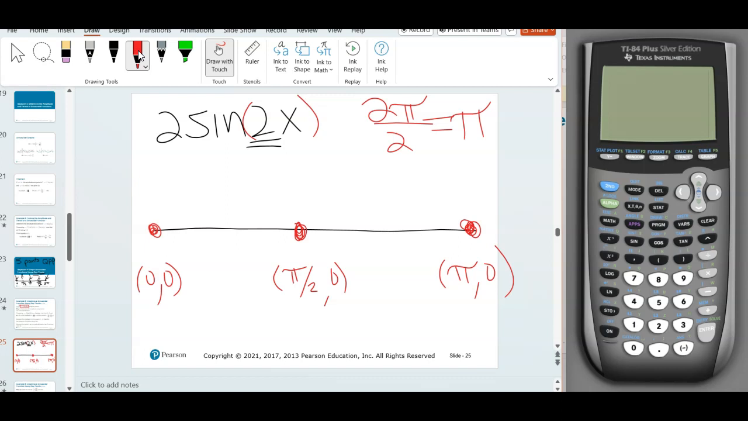Then we do our quarter period, our 1/4 and 3/4. At the 1/4 point and the 3/4 point, we're going to hit the max and the min, and it all depends on the sign of this number. If it's positive, we go up first, then come down. If this were negative, we would go down first and hit the minimum, and then go back up.